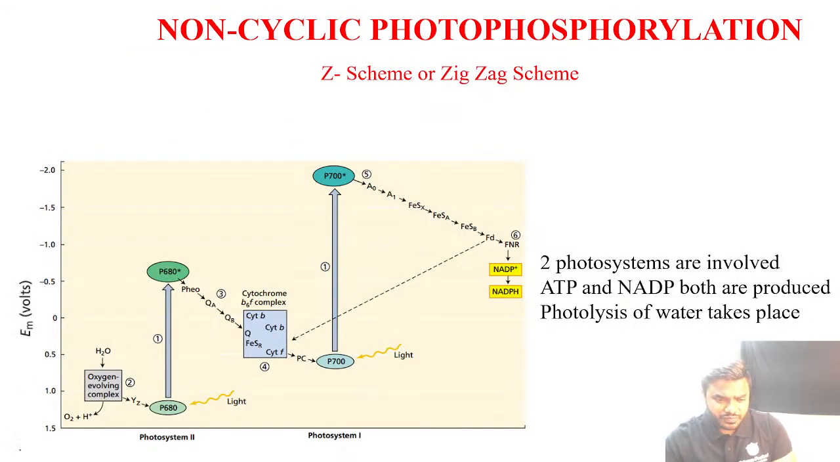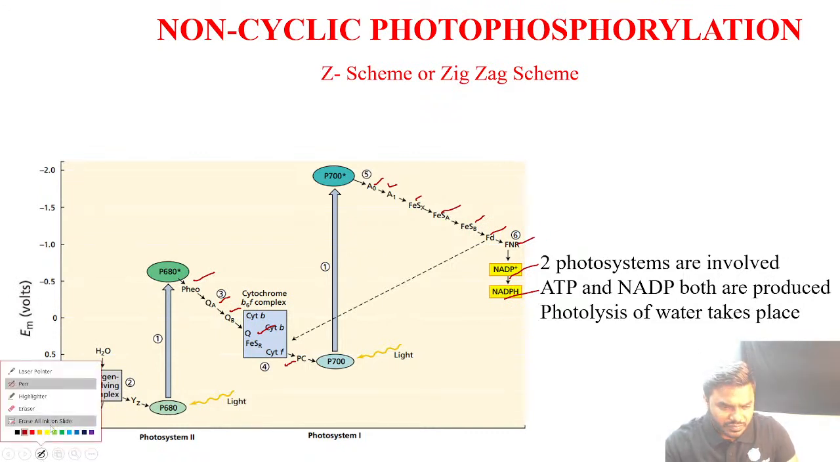And if you quickly look into the non-cyclic photophosphorylation, what did I say to you? From P680 to pheophytin, quinone A, quinone B, cytochrome B6F, plastocyanin, P700. And from the P700 we studied very clearly A0, A1, iron sulfur X, iron sulfur A, iron sulfur B, ferredoxin, FNR, NADP plus and NADPH.